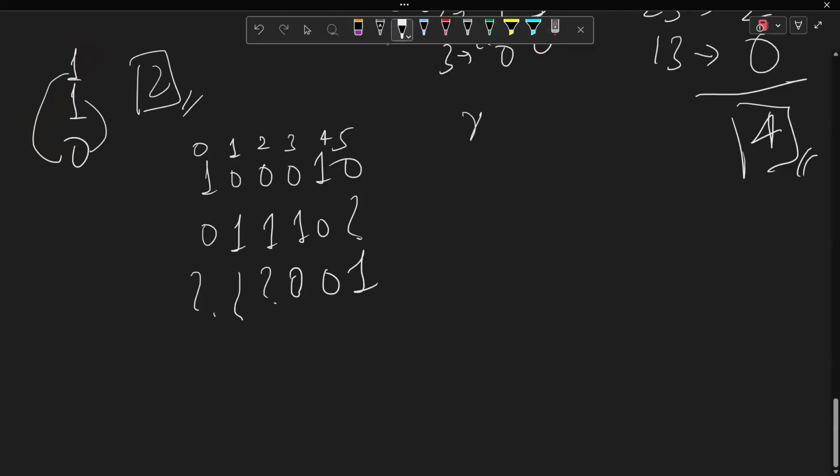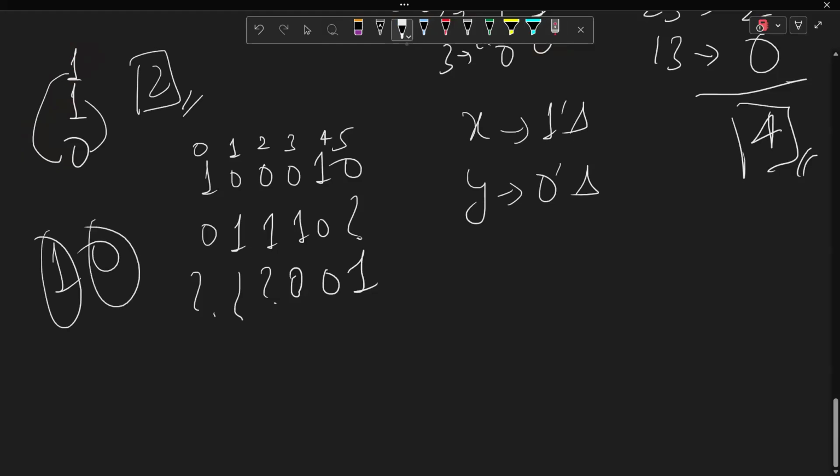Let's say there are X number of ones and Y number of zeros. Then how many pairs would be different? Different means there is a 1 and a 0. Whenever you select a 1 and you select a 0, you get a pair which is different. If you select both zeros, you won't get a different pair. If you select both ones, you won't get a different pair.